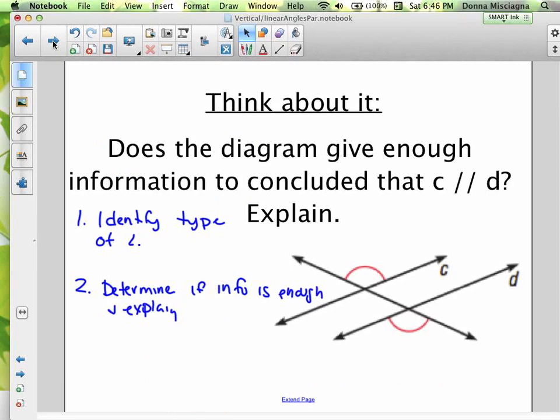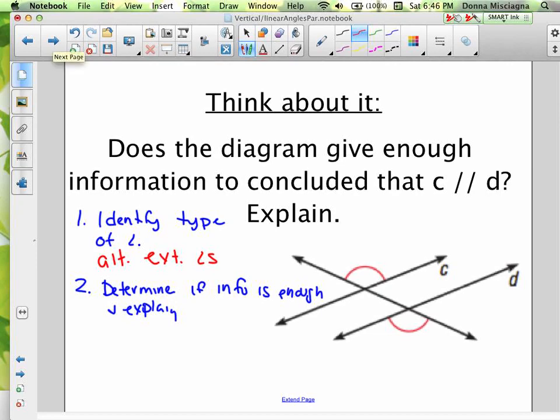All right, so let's think about this one. Does the diagram give us enough information to conclude that line C is parallel to line D? Right? So if you're solving a problem like this, always identify the type of angles you're given. Right? So we're given outside our lines there. Right? We don't know they're parallel because we're trying to prove this. Outside the lines, opposite sides of that transversal, those are alternate exterior angles. Now, is that enough information?